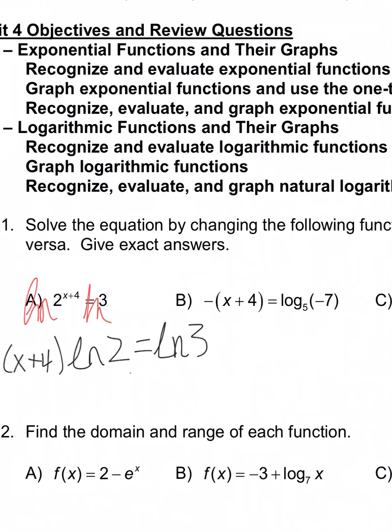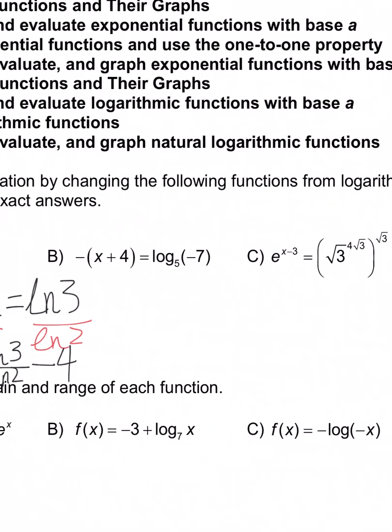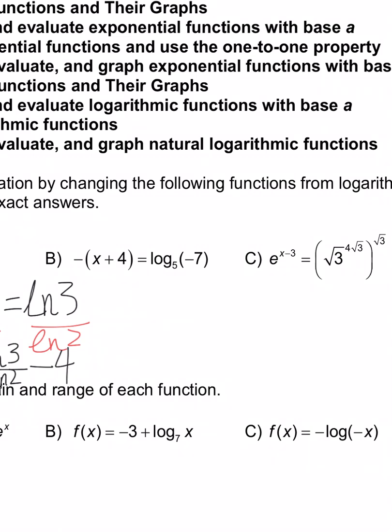In class, I showed the distributing method and then the solving for x. This time I'm going to divide first by the natural log of 2, so I have natural log 3 divided by natural log 2, and then if we subtract 4 over, we get our final exact answer of natural log 3 over natural log 2, minus 4, and since we're giving exact answers, we are done right there. If it was calculator, you just simply plug it into your calculator, make sure you do it correctly, and round accordingly.